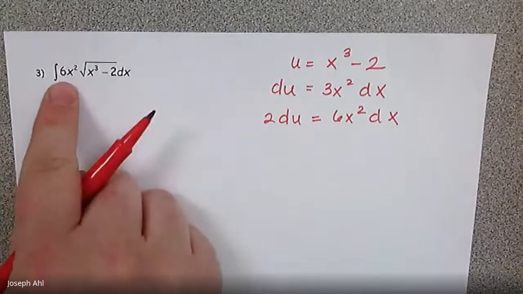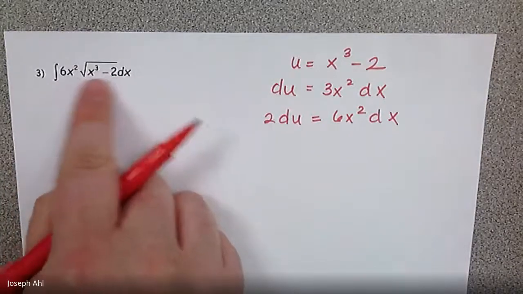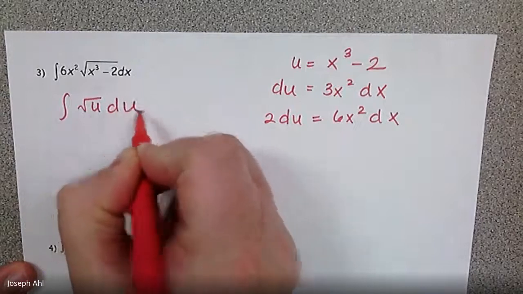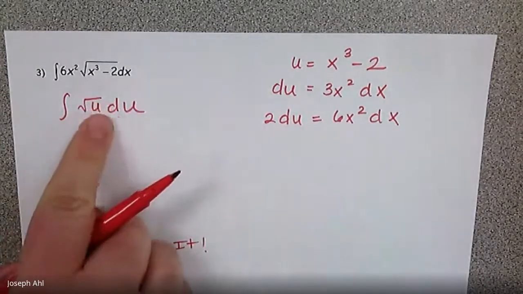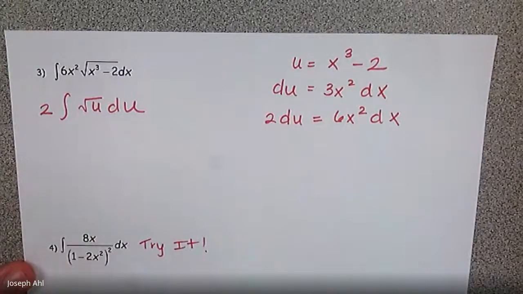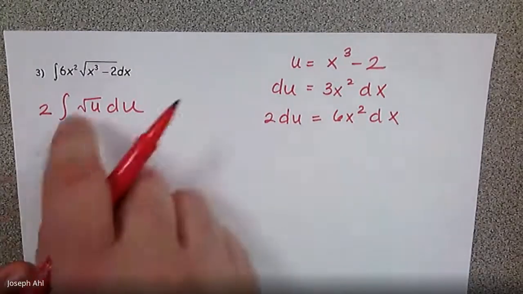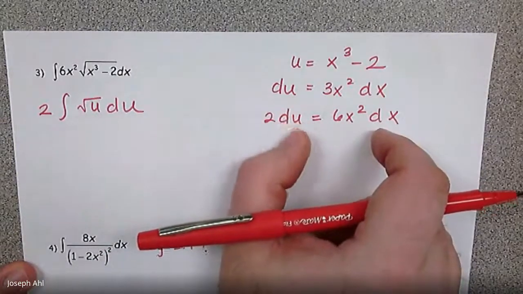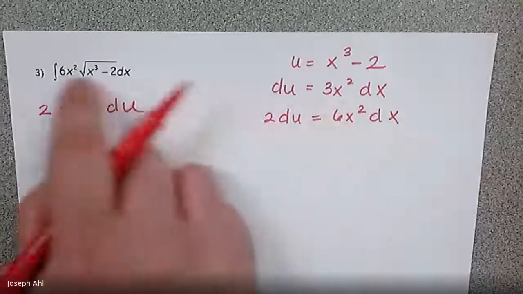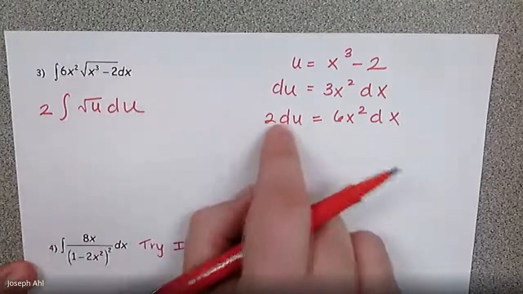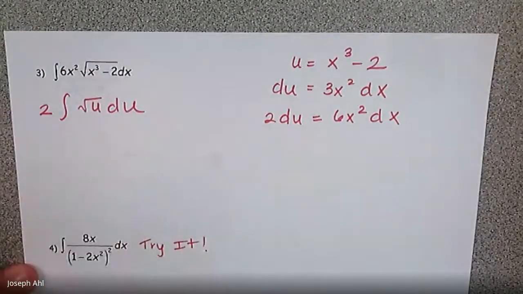Well, instead of putting 2 times du on the inside to account for this, I'm going to leave this as radical u du. And instead of putting the 2 on the inside, I'm just going to pull the scalar out to the outside. So that will be a common step that you'll see taken, where when you have to adjust your du a little bit to make it match what's on the inside currently with our dx, multiplying by that scalar, just pull it out to the outside.